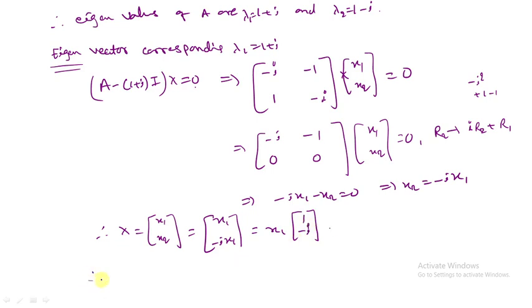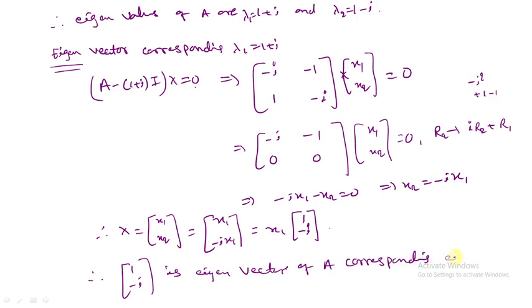And therefore (1, minus i) is the eigenvector of A corresponding to the eigenvalue lambda equal to 1 plus i, or lambda 1. Whether you mention it or not, no problem.